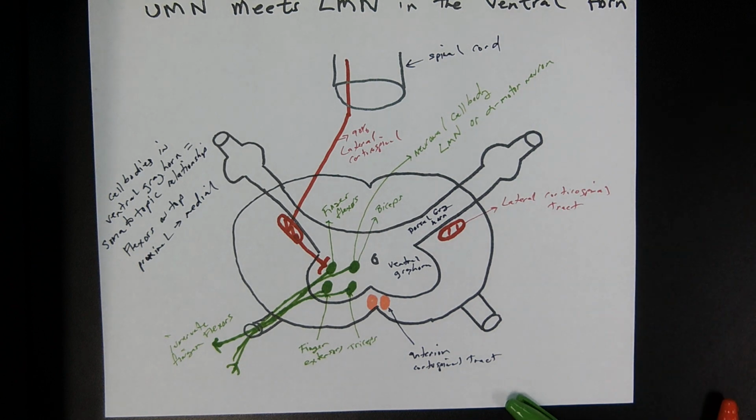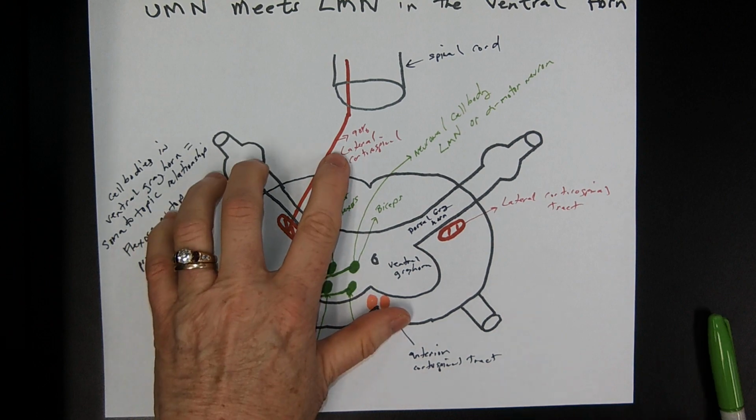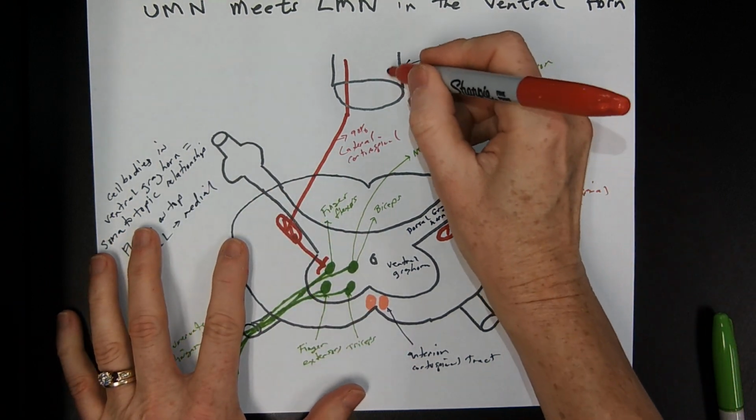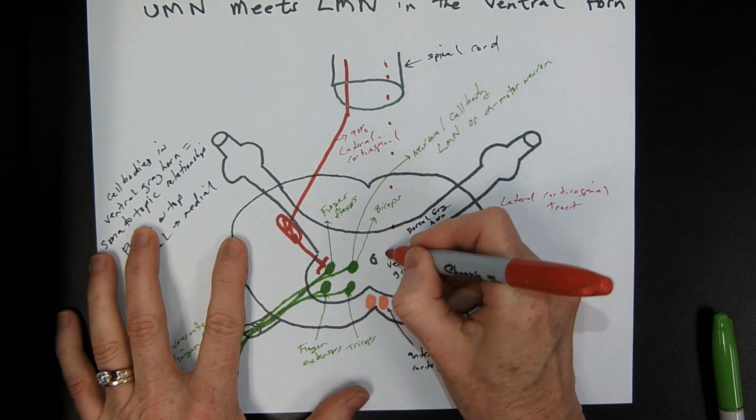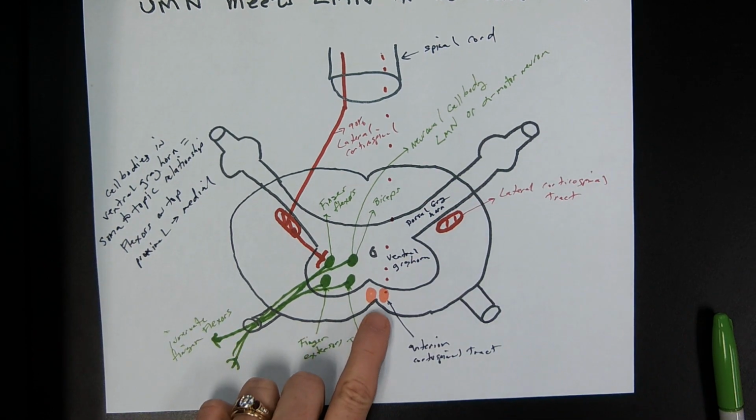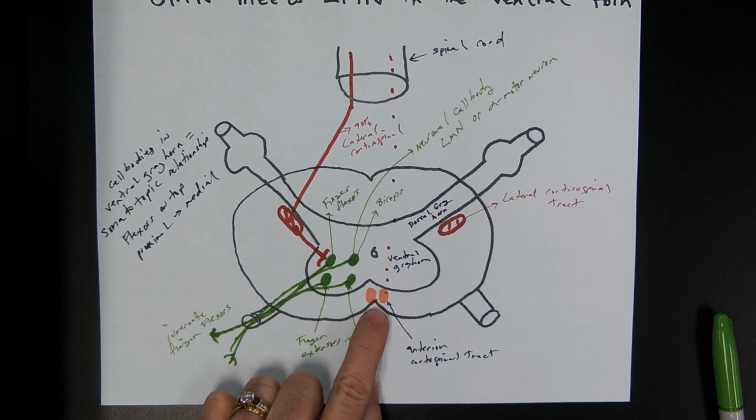Okay, now, the next point. This is 90% that travel through the lateral corticospinal tract. They had this other 10% here. These axons were traveling down, and these are traveling through the anterior corticospinal tract. Okay, the anterior corticospinal tract.